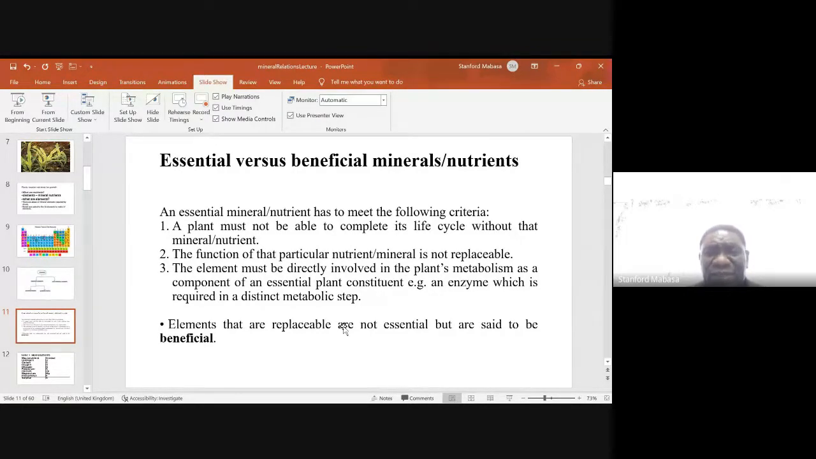Because there are those elements which, even if absent from the plant, it will always complete its life cycle. But there are those which, if they are not in the plant, it will never complete its life cycle. The second condition is that the function of a particular nutrient or a mineral is not replaceable.